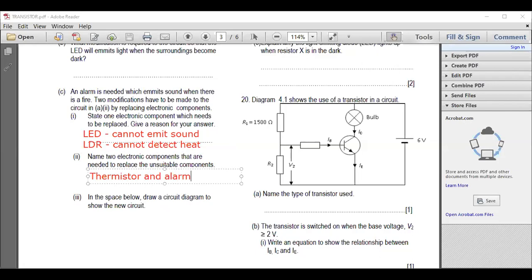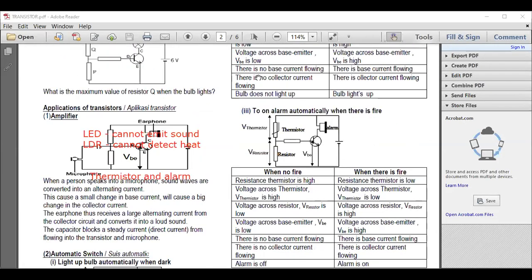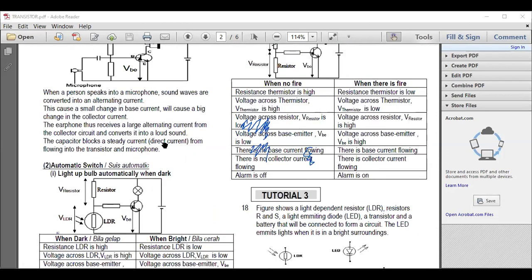What else? In the space below, draw the circuit diagram, right? So what you must do, you have to draw the circuit diagram. This one a bit difficult lah. That means you have to draw this. So thermistor, resistor, and then all this don't need lah. The VBE, all this don't need. And then the alarm. If you do not know the symbol, you just put a box. You write there thermistor, alarm. So that will be the answer for the last part.